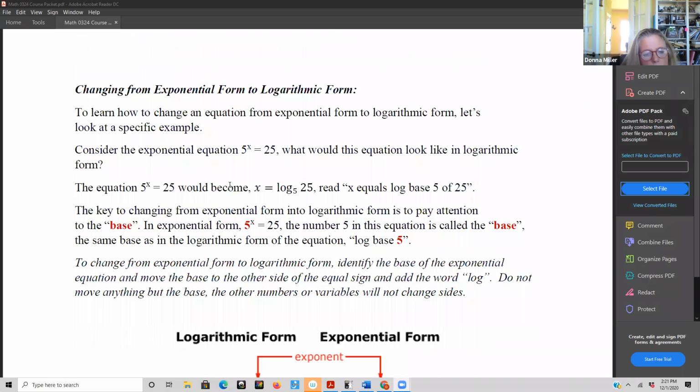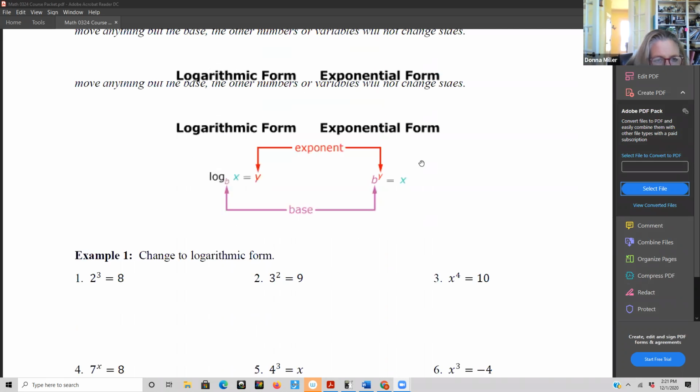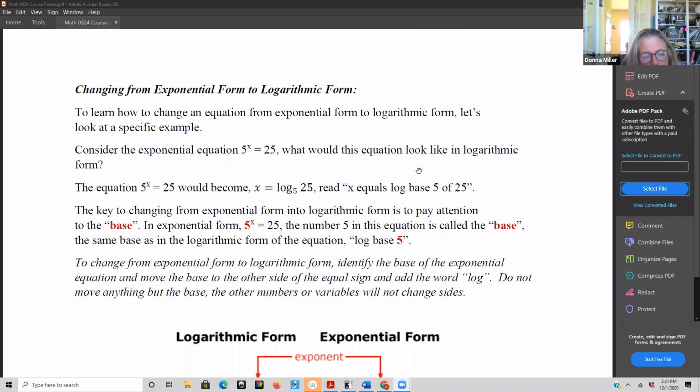This is probably one thing you're going to see in your final in 1320, in 324. Changing from exponential to logarithmic form and vice versa is actually pretty easy. What I tell people to do is, you keep the base and you switch x and y, and then you're all done. That's how you do it.